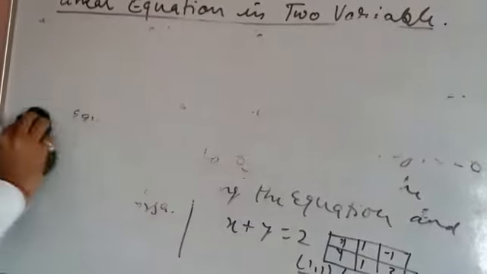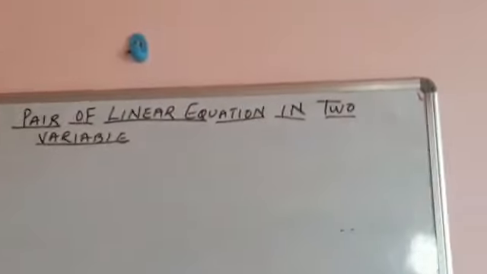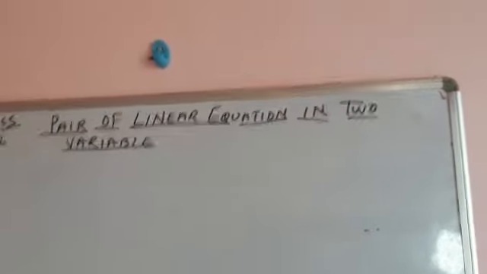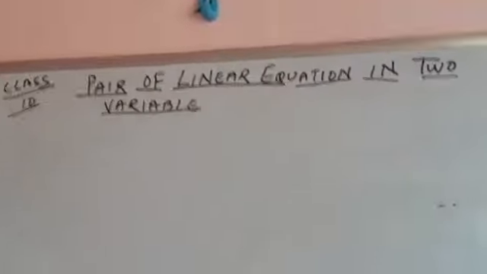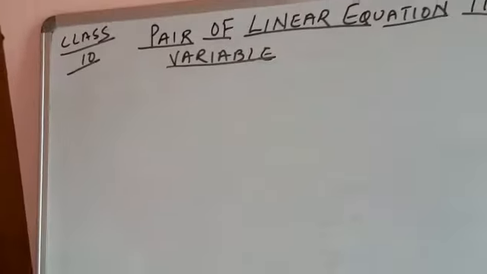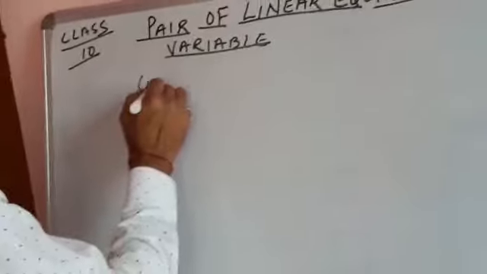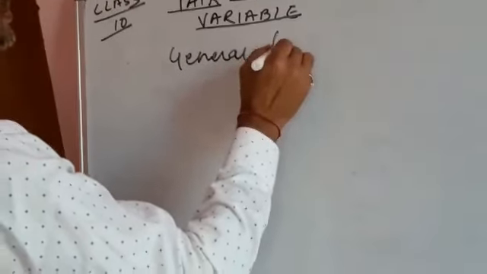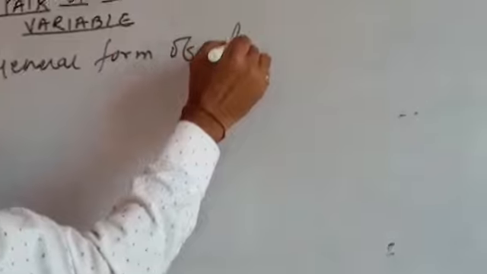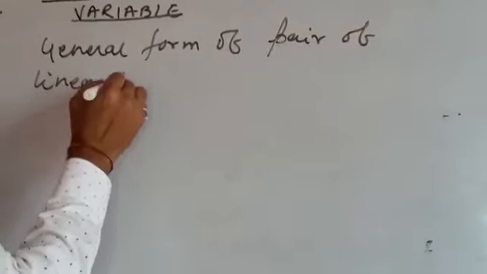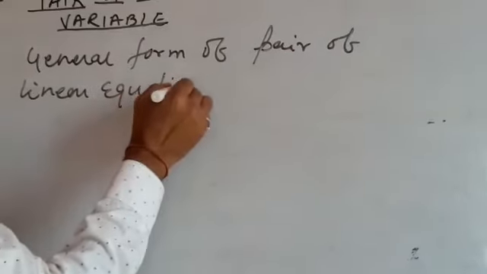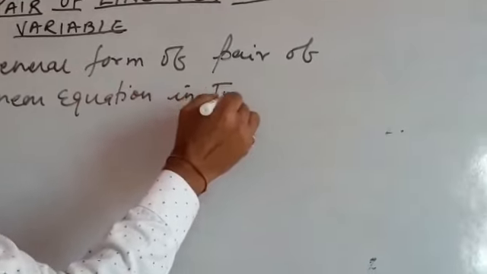So now, after knowing this linear equation in two variables, I am now coming to the original point. That is the chapter: pair of linear equations in two variables. Once you know the linear equation in two variables, first I am just telling the general form. What is the general form? General form of pair of linear equations in two variables.